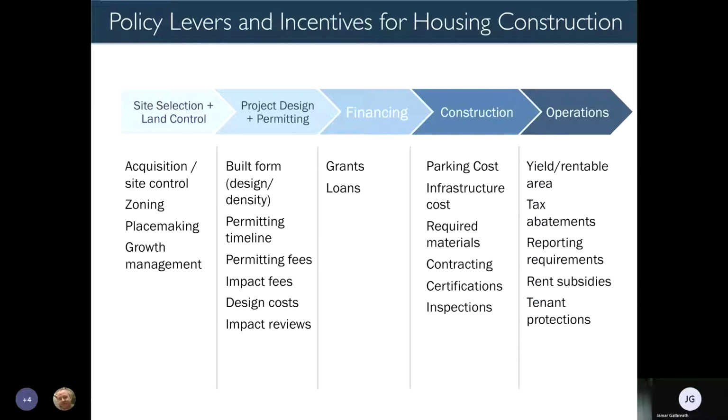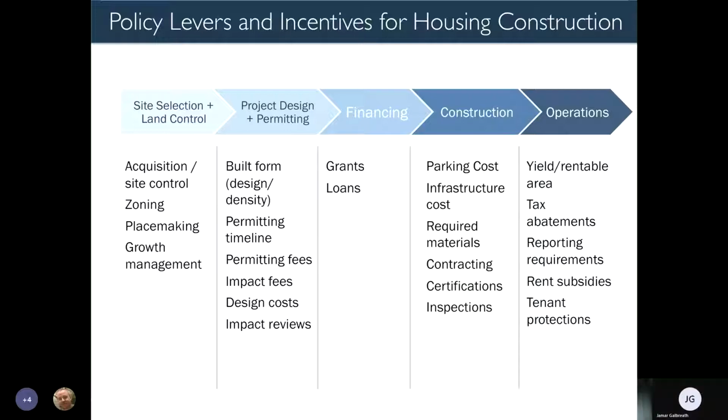Moving into project design and permitting, the public sector controls the built form. So what can be built on a site, and even what it looks like in some cases, depending upon the way your code is set up. You control the permitting timeline and fees, as well as impact fees. Sometimes there are issues of design costs or impact reviews, depending on where the building is constructed and what the zoning code requires. But all of these things can affect the project design and permitting timeline.